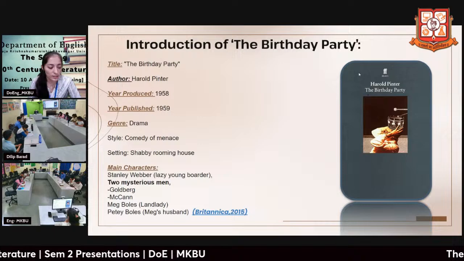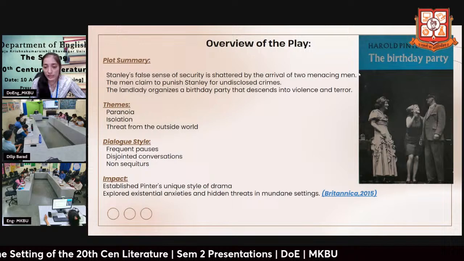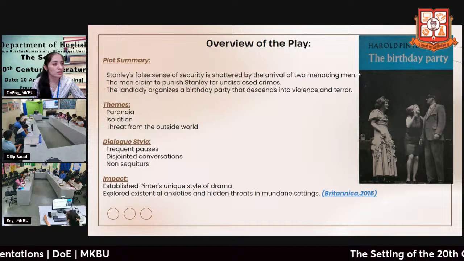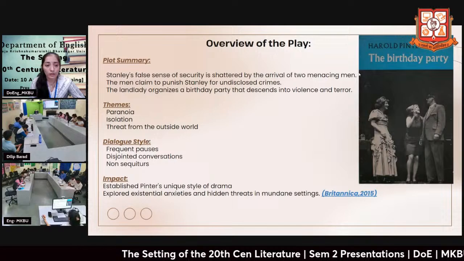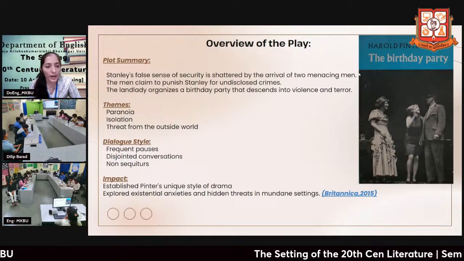Let's see an overview of the play. The plot summary: Stanley's false sense of security is shattered by the arrival of two menacing men. At the opening of the play, there is a secure environment for Stanley, who is just waking up, in connection with the landlady and Petey. While going through all the acts, we can find that at the end he does not feel secure due to these two men.